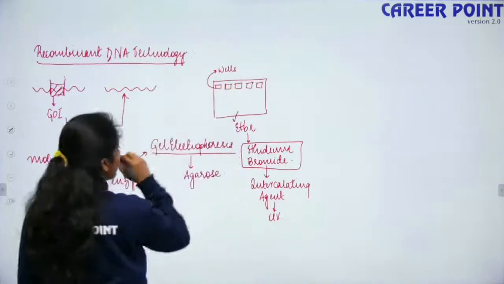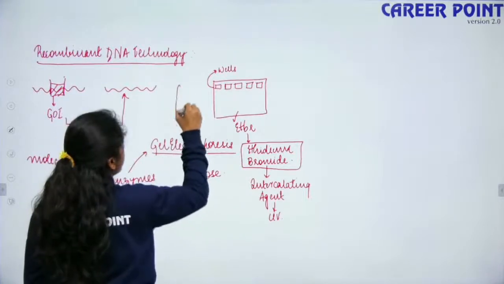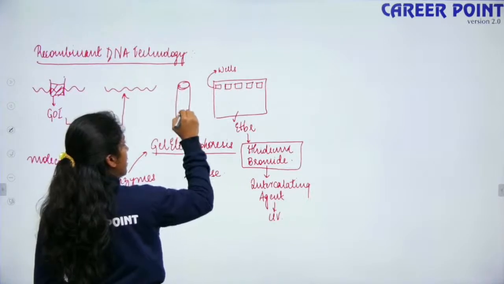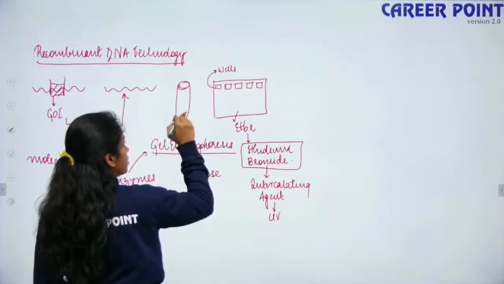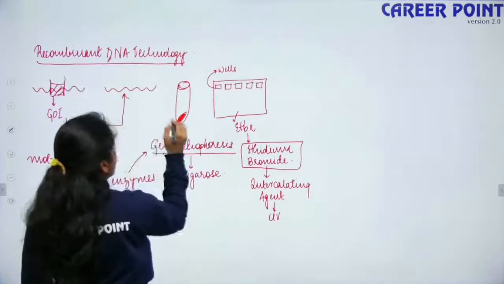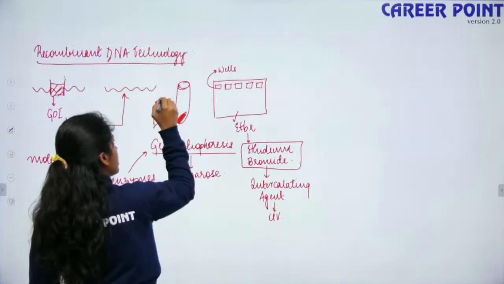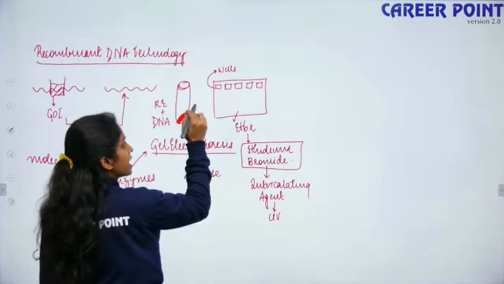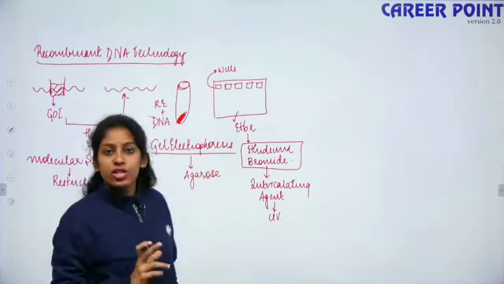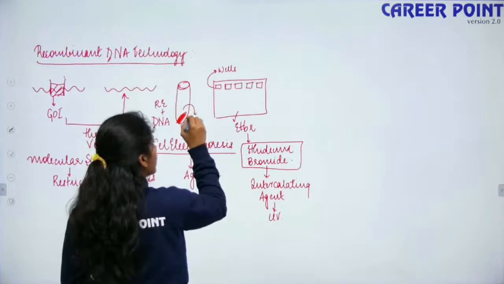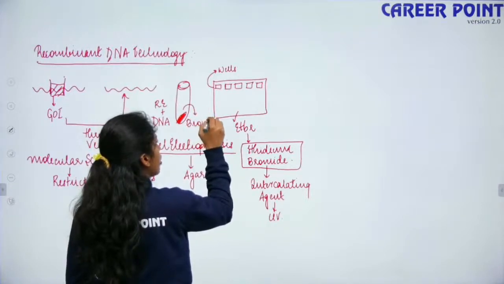To the sample, you mix, sorry, this is my DNA sample, this DNA plus my restriction enzyme. Now I am going to check if my restriction enzyme has worked or not. To this sample, I add a tracking dye, that is bromophenol blue.